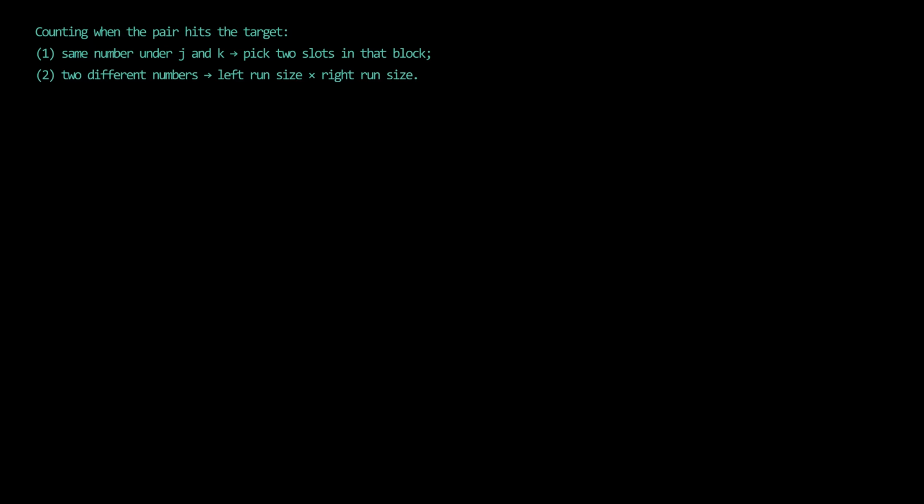Recipe: if both pointers sit on the same value, count pairs of indices inside that block. If they sit on different values, multiply the size of the left run by the size of the right run. That is the counting you need before the approach.